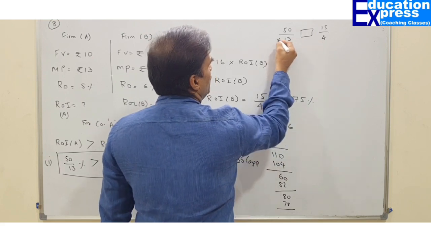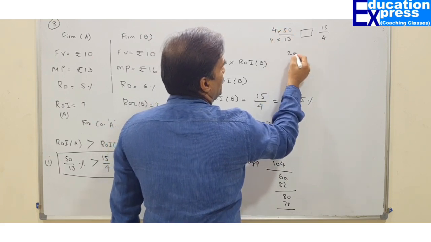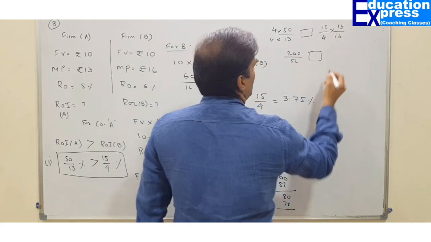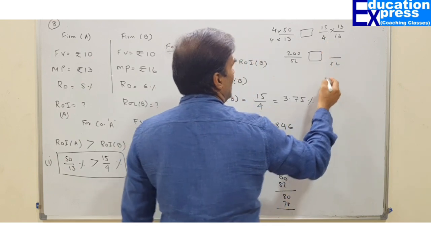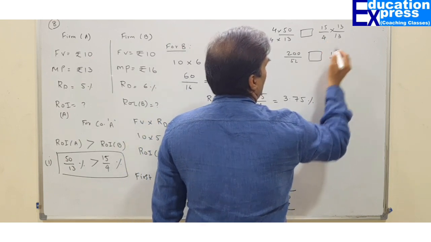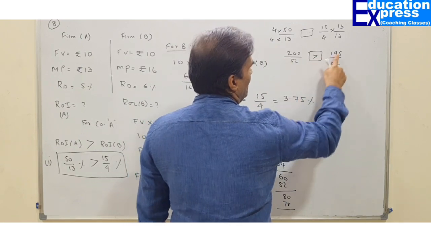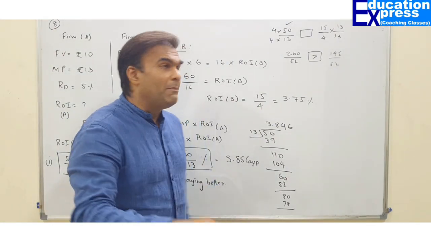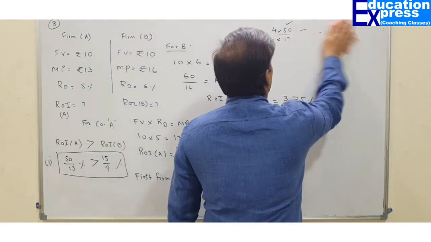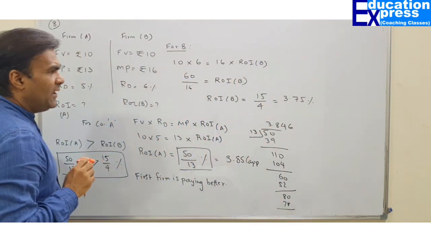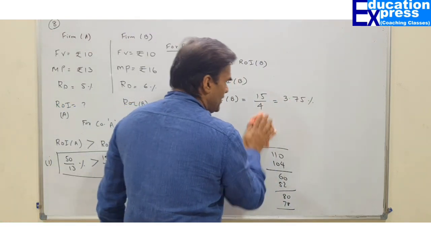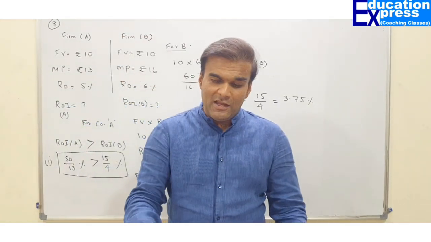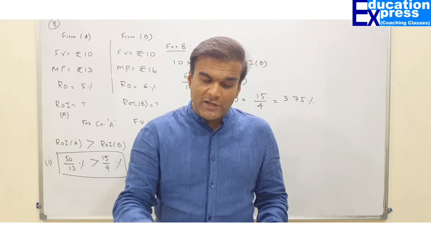LCM would be 52. 200 upon 52 over here, and 15 into 13 over here. 15 13s are 195. Since 200 is greater than 195, so of course the first firm is giving you a better return as compared to the second firm. So the first part of the answer is done with. Let us move on to the second part of the answer. Now, the second part is very interesting and one must understand what exactly it is trying to tell us.